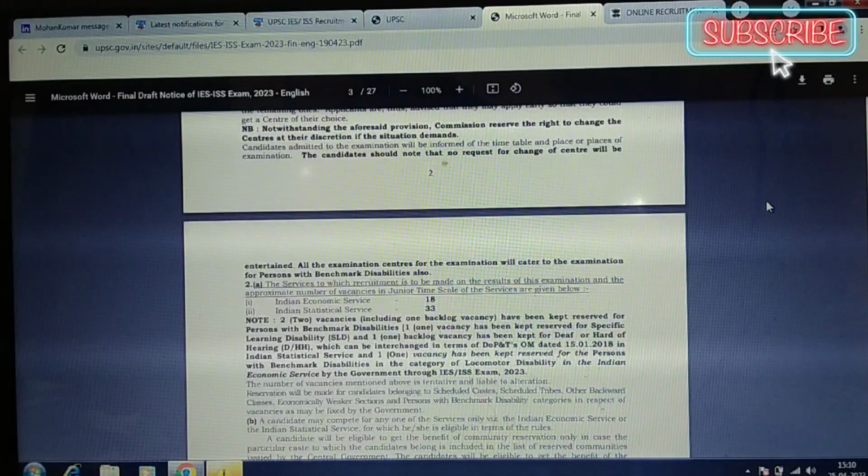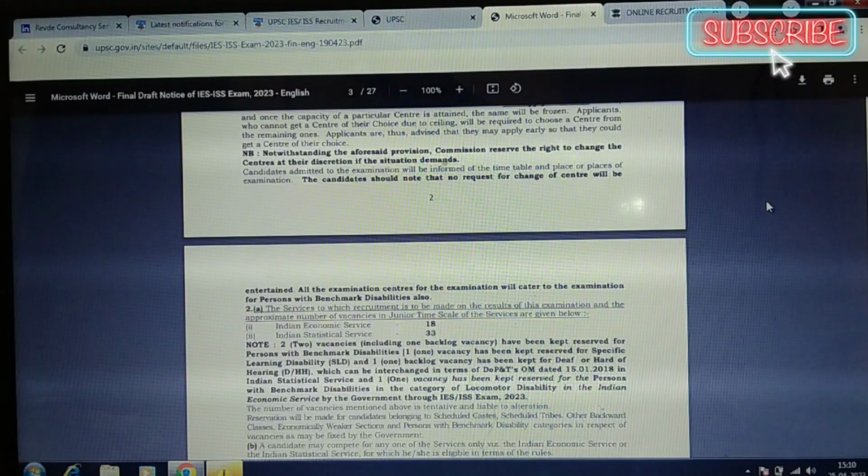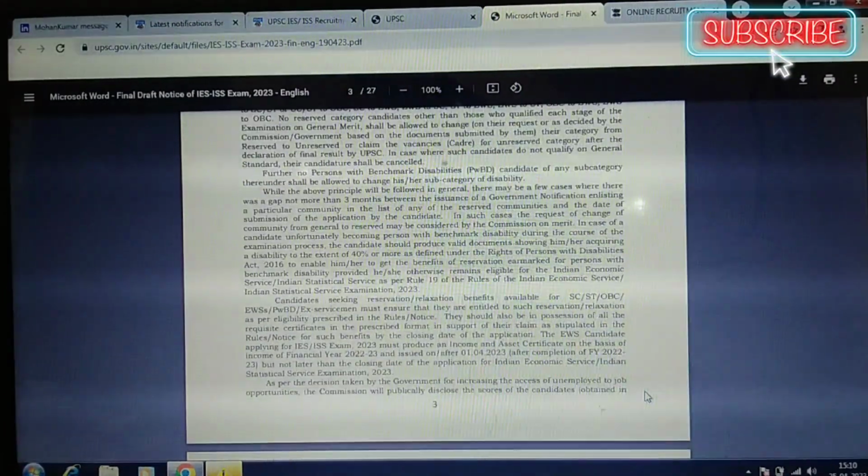Then there are the vacancies, including one backlog vacancy. In the Indian Economic Services there are 18 vacancies, and in the Indian Statistical Services there are 33 vacancies. Eighteen and 33, in total 51 vacancies are available.